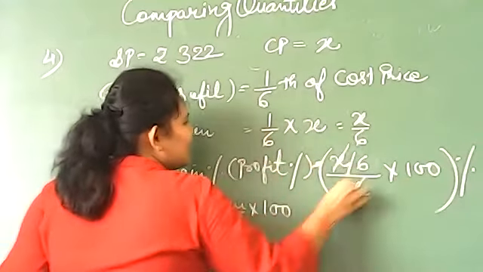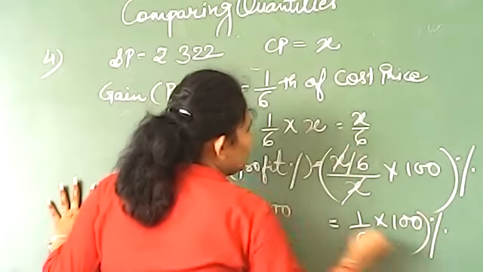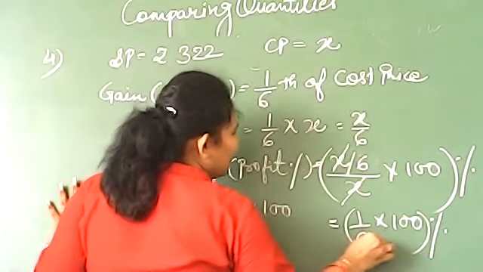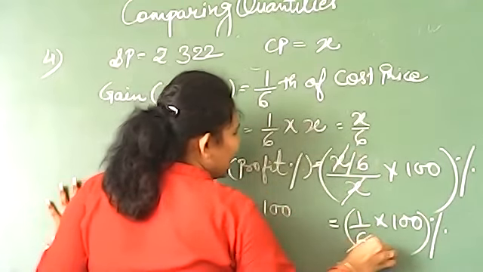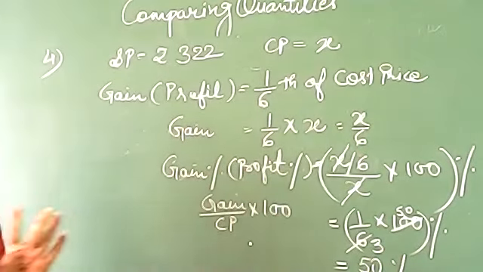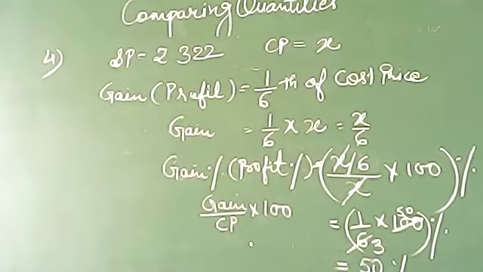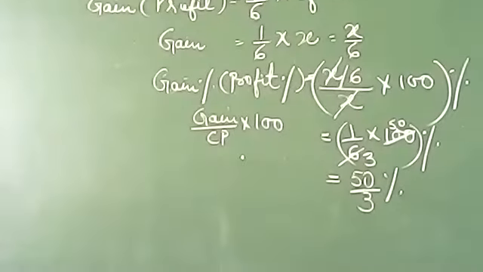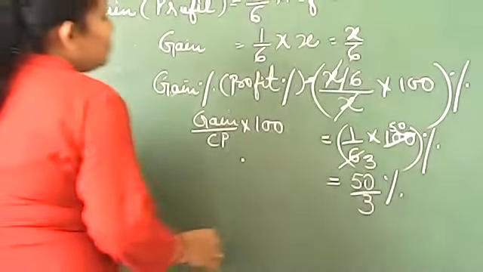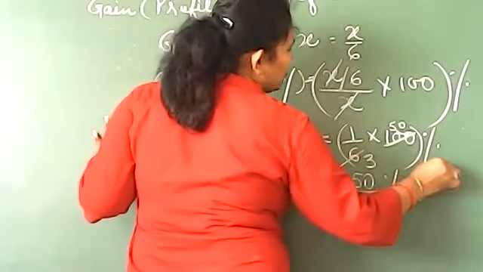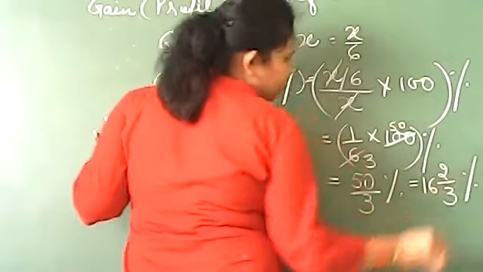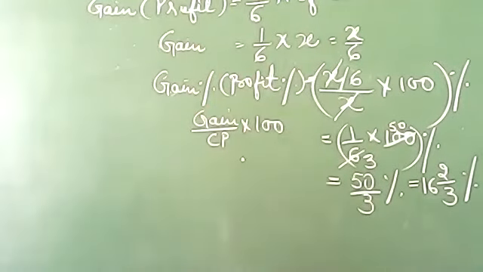So now this x will be cancelled. This is 1/6 only into 100 in the form of percentage. So it will give you 50/3 percent. And 50/3 percent will not be solved, or in other words, it will not cancel fully. You can simply write it in the form of a mixed fraction. 16 whole 2/3 percent will be the profit percent for this particular question.